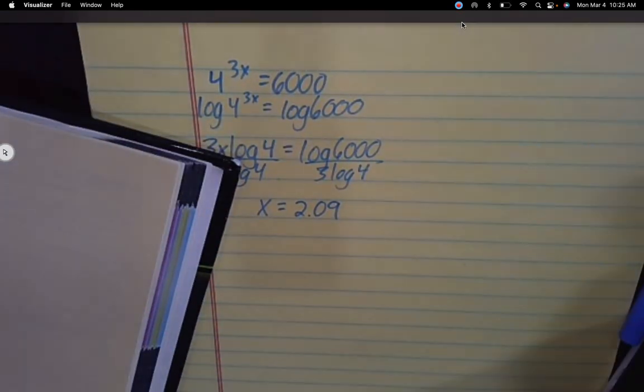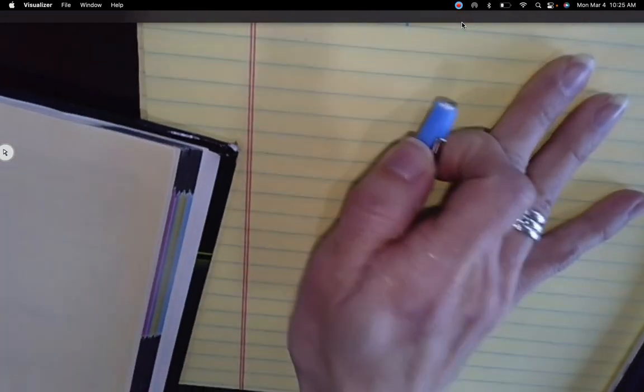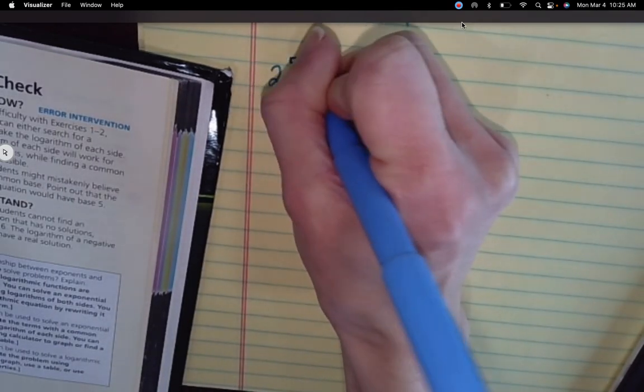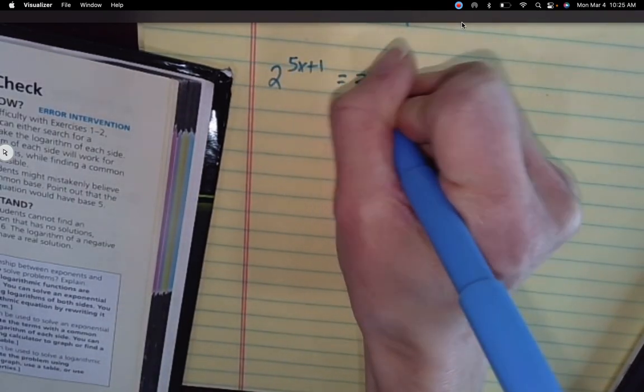You just have to solve it a little different, but it's like Algebra 1. Don't think too hard. Let me see. Here's one: 2 to the 5x plus 1 equals 32.